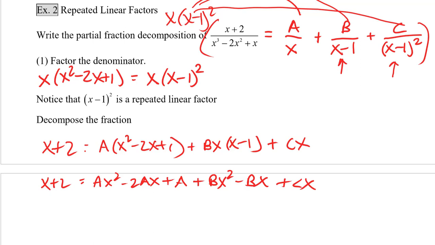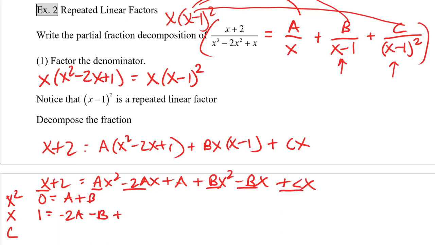So now my highest degree is x squared. So I'm going to write three equations. I'm going to have my x squared, my x, and my constant. So there is no x squared on the left, so that means 0 has to equal a plus b, my coefficients in front of x squared on the right. I have 1x on the left, so 1 has to equal negative 2a minus b plus c. And then finally my constant is equal to 2, and 2 has got to be equal to a.